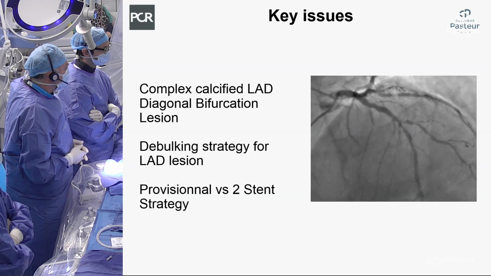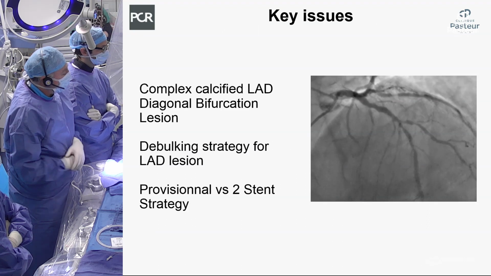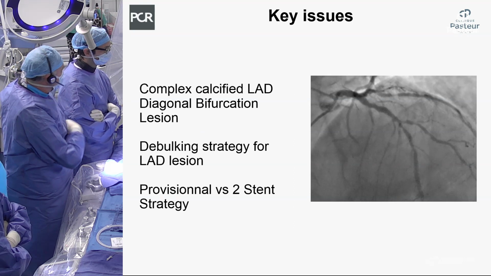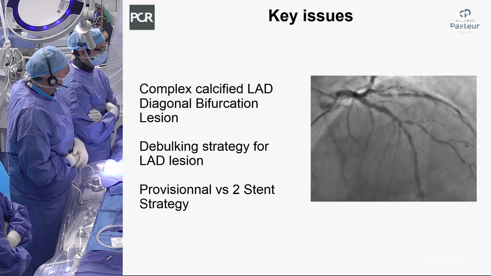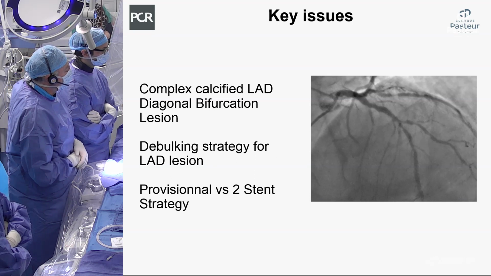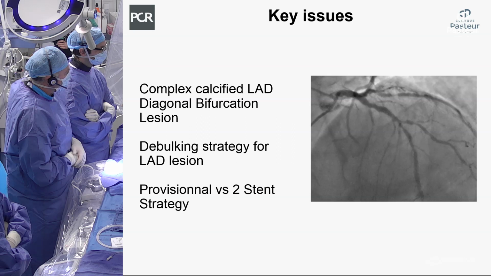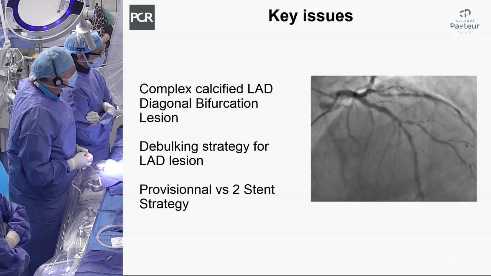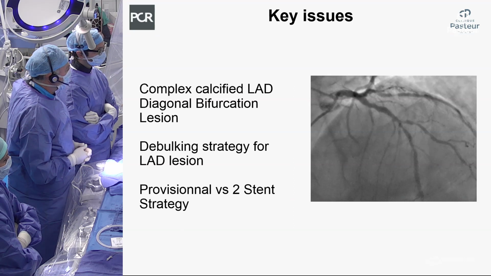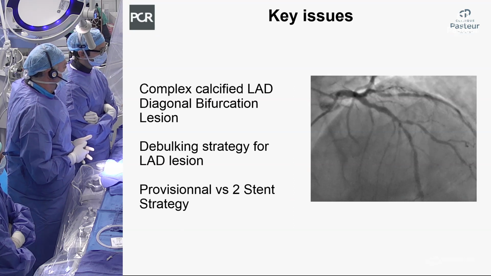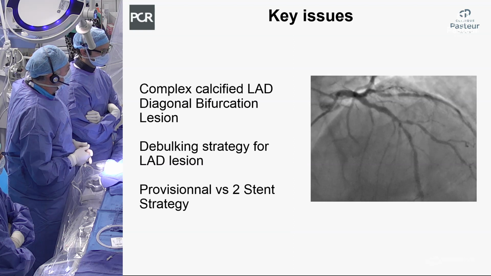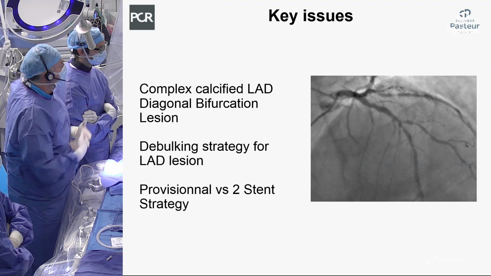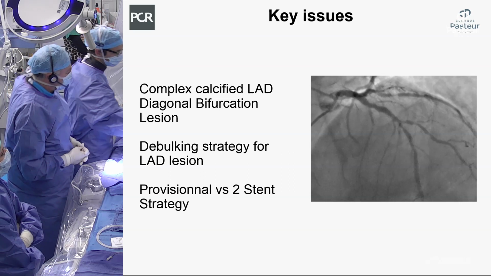The MitraClip was performed on Monday by our partner Nicolas Dumonteil. He put one clip with a very good result. There was a trivial mitral valve regurgitation at the end. And the topic of today is now to treat this LAD bifurcation lesion, a complex calcified LAD diagonal bifurcation. So the question that we have to discuss is, do we need to do a debulking strategy for this lesion and a provisional versus two-stent strategy, because it's a quite large diagonal branch.